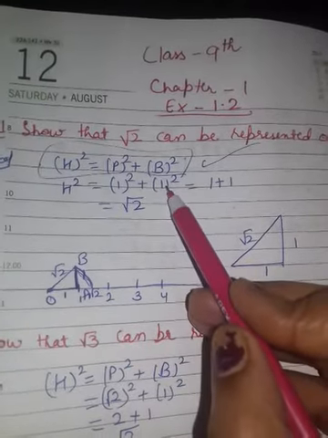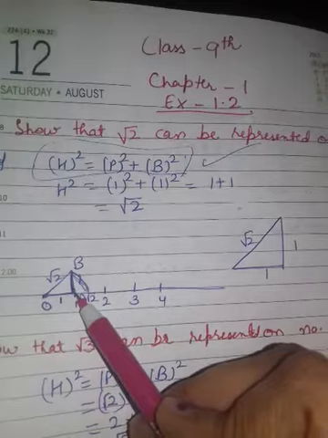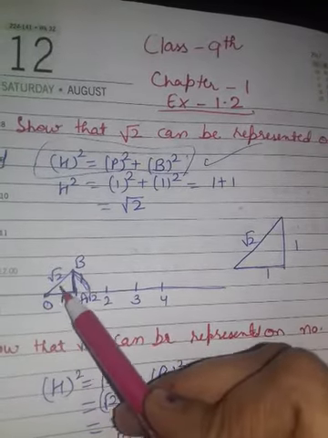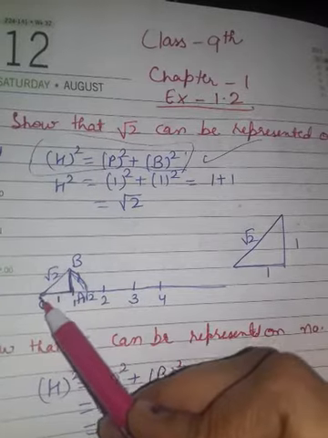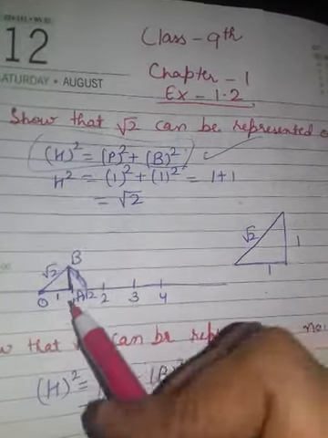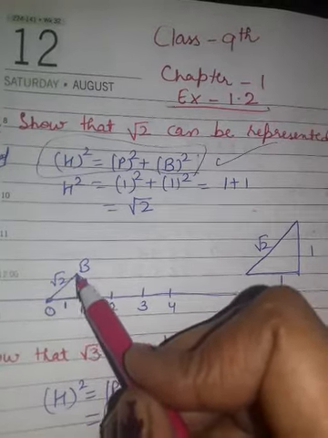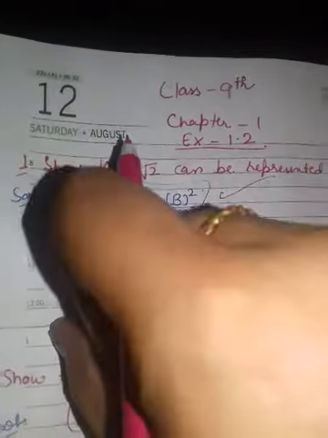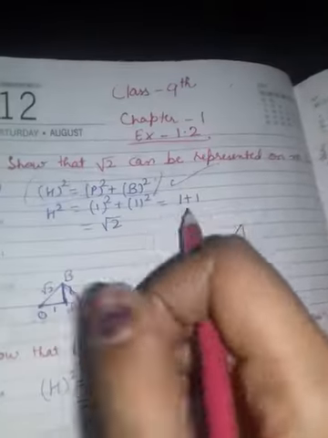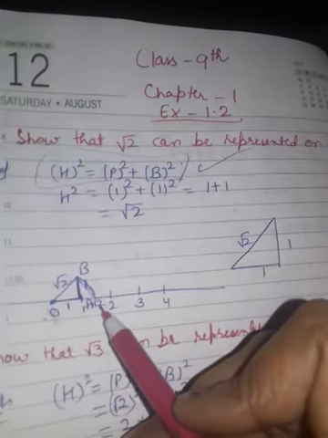Then what is your base? You have taken the base as 1 centimeter, and the perpendicular also 1 centimeter. Then you have made a right angle triangle. In this manner you got h as root 2. Now you will open your compass to the length OB, which is root 2 centimeters. Then keep your compass here and draw an arc until it touches that line. This is your root 2 on the number line.